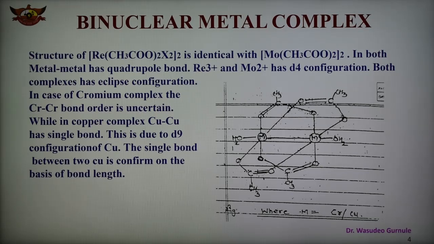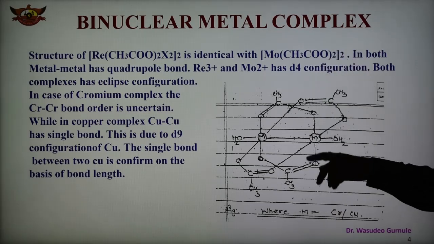But now here the structure is shown of copper and chromium, in which the structure is similar to that of molybdenum and rhenium.